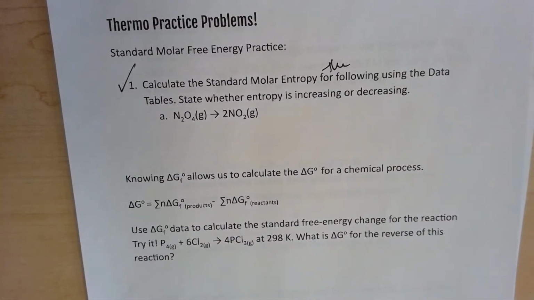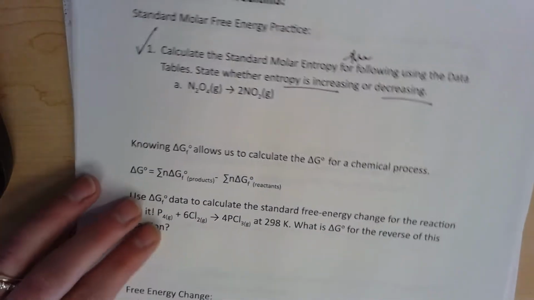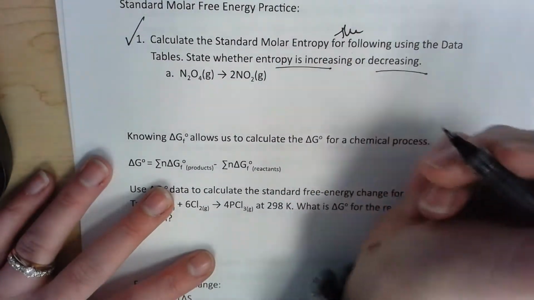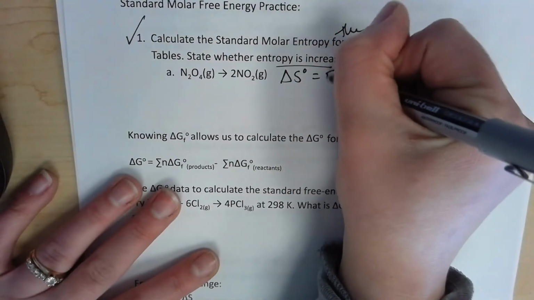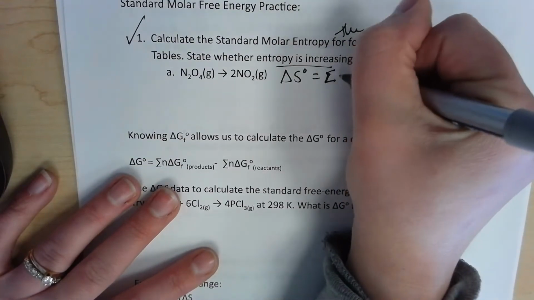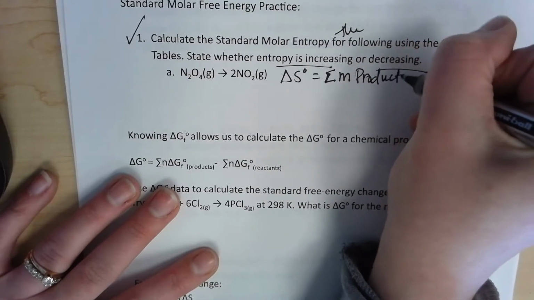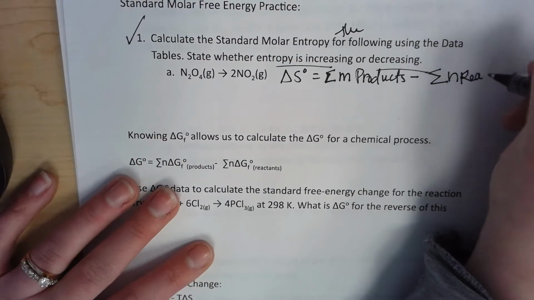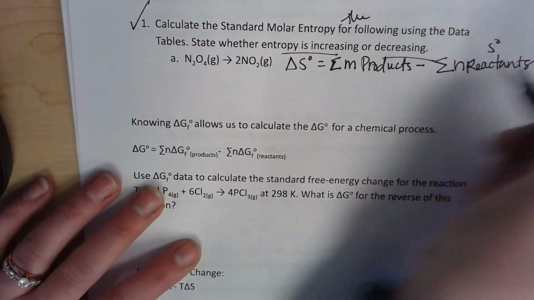Make sure you know what's going on. So in this type of problem, standard molar entropy, we need to say whether it's increasing or decreasing. So remember, when we calculate these standards, the change in entropy is going to be equal to the sum of the number of moles of the products minus the sum of the number of moles of the reactants, times their standard entropy.